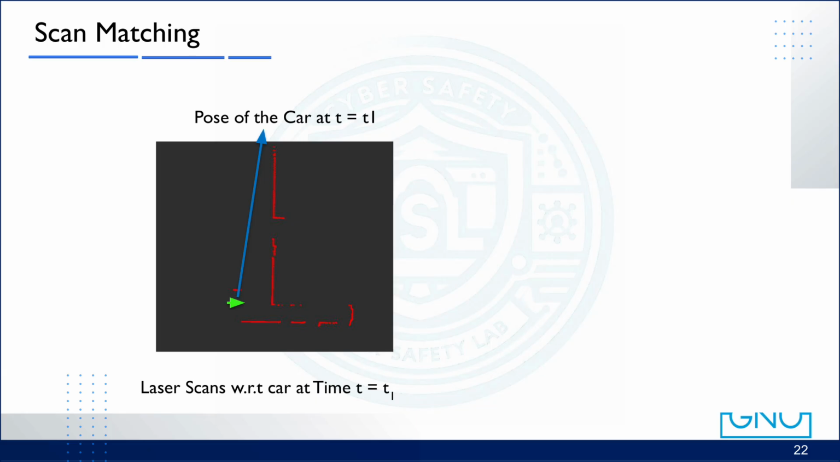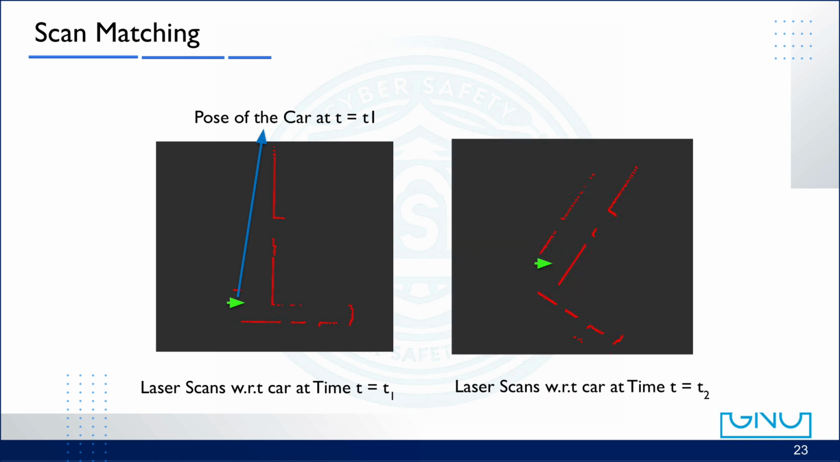The red points represent the walls and obstacles detected by the LiDAR, and the blue arrow indicates the pose of the robot at that moment. This scan serves as our reference for estimating how the robot moves over time. After moving a short distance, the robot begins a left turn. At this second time instant, t2, the laser scan looks different from the robot's perspective.